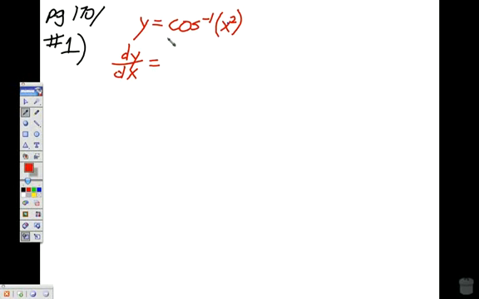And so here's our original equation. y equals the inverse cosine of x squared. Well, if that's true, then that's the same thing as saying x squared equals the cosine of y. And so let's use implicit differentiation on this. The derivative of x squared is 2x.